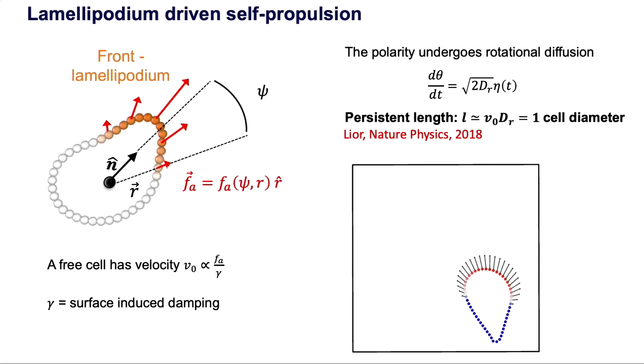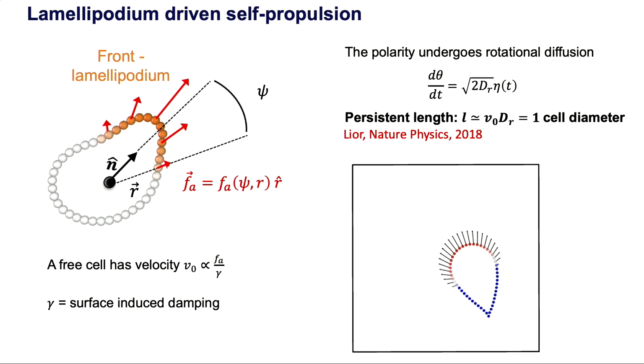In terms of parameters, one thing to realize is that when you study healthy cells and you focus on the typical velocity and the rotational diffusion coefficient for the motion of the polarity, this gives rise to a persistence length that turns out to be of the order of one cell diameter. So the Peclet number is very small.